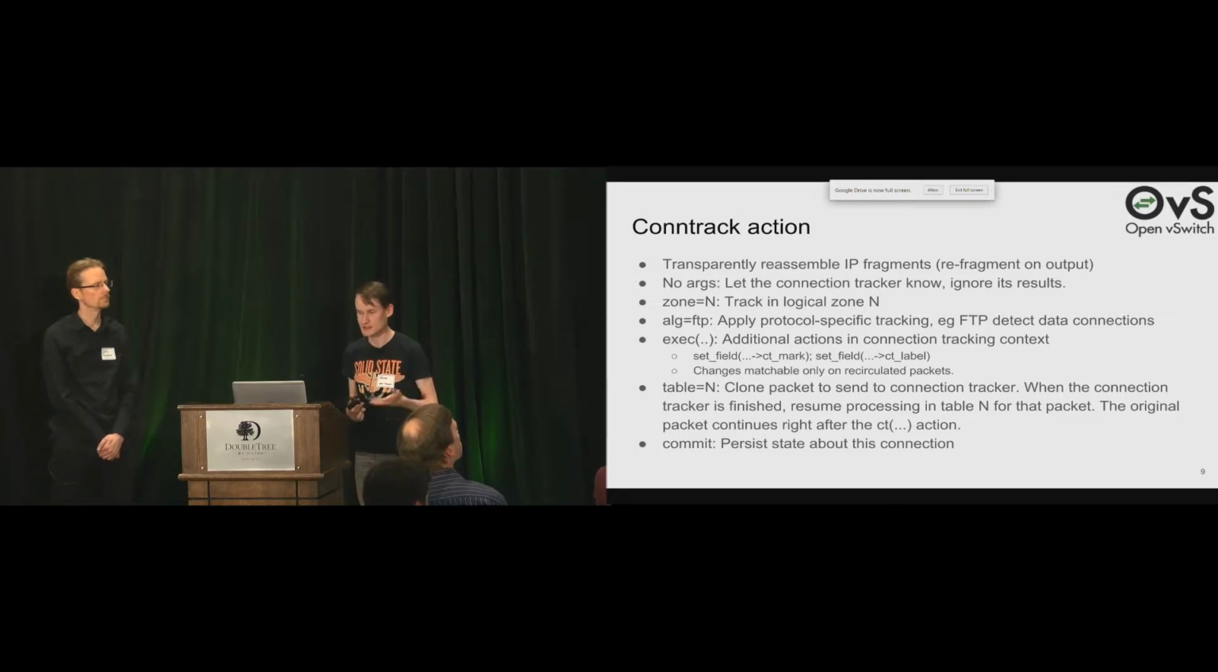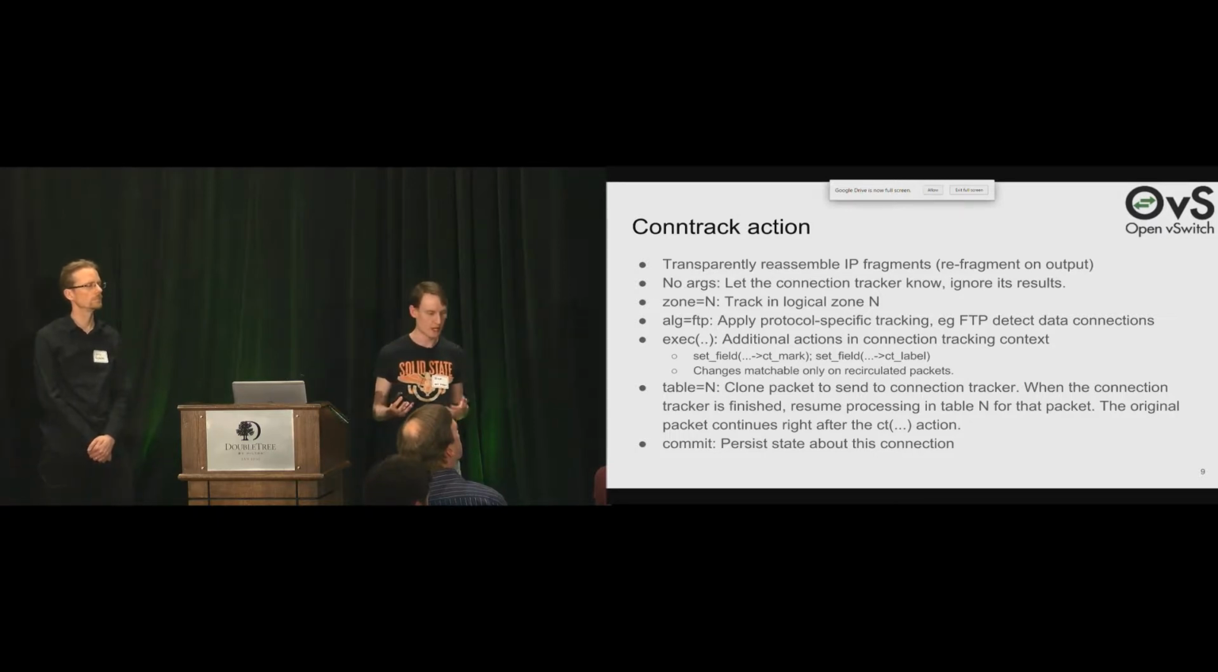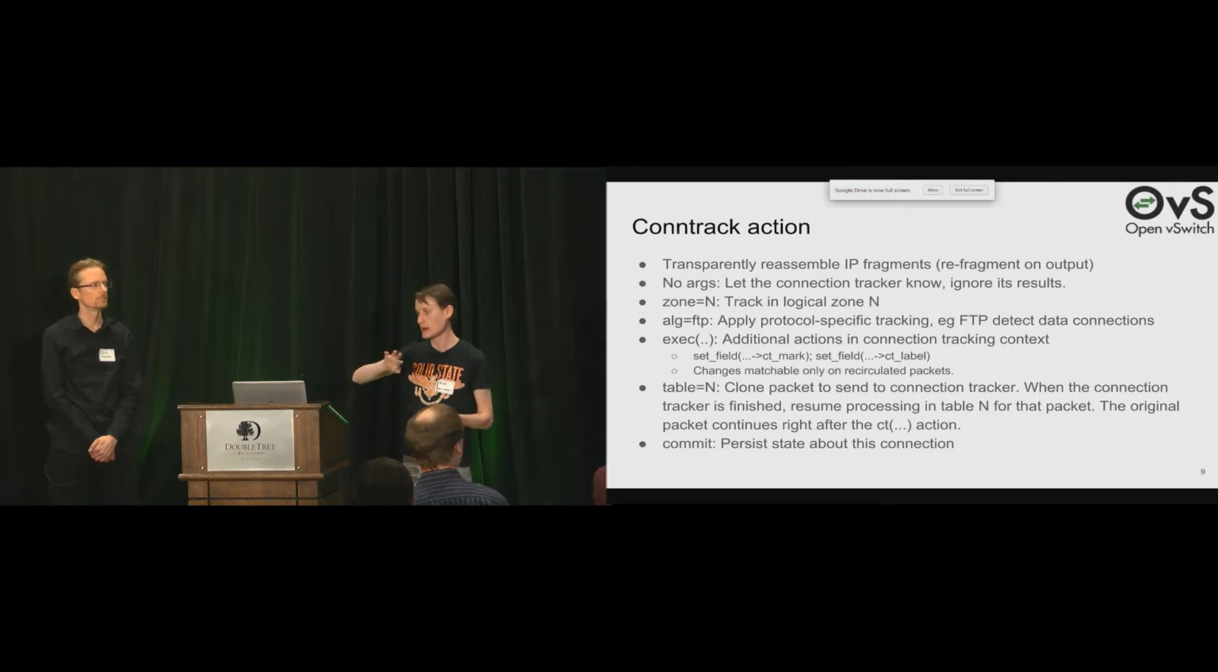There's also this the table. So the table is the mechanism by which we actually expose the connection tracking state from the connection tracker. So if you don't specify the table, the packet processing pipeline in OVS will just continue, and for the remainder of the pipeline, you won't have access to the connection tracking state.